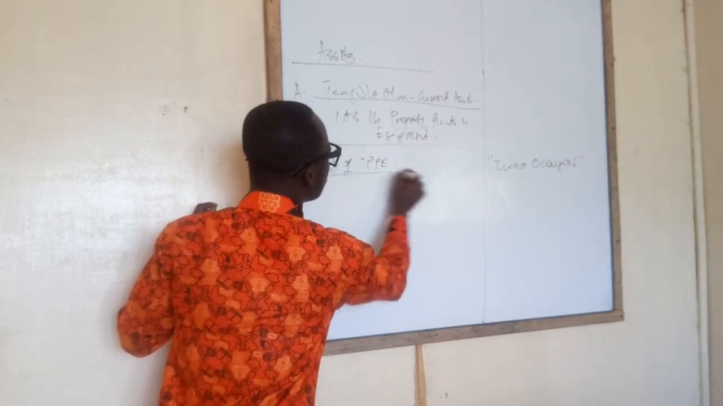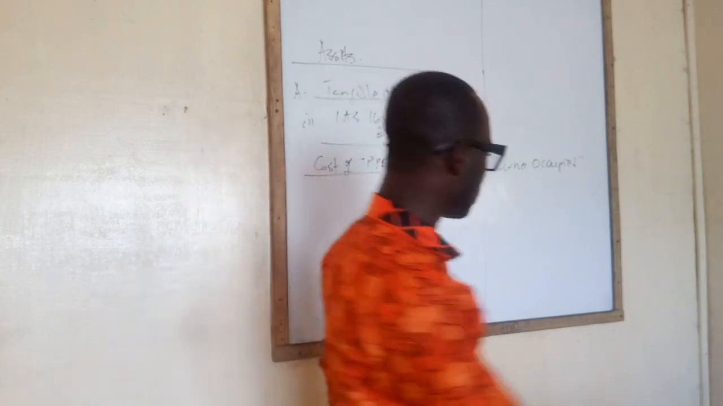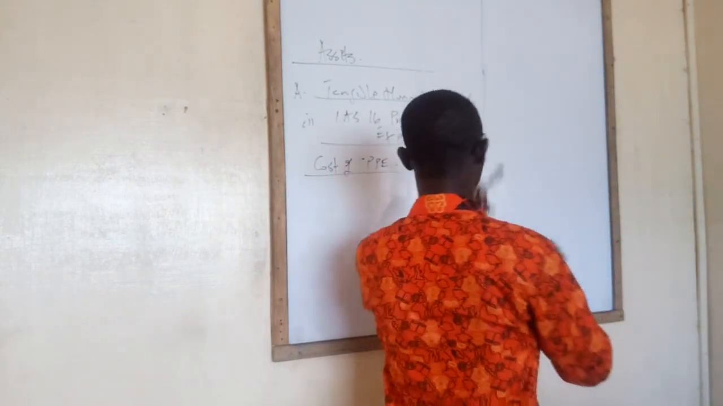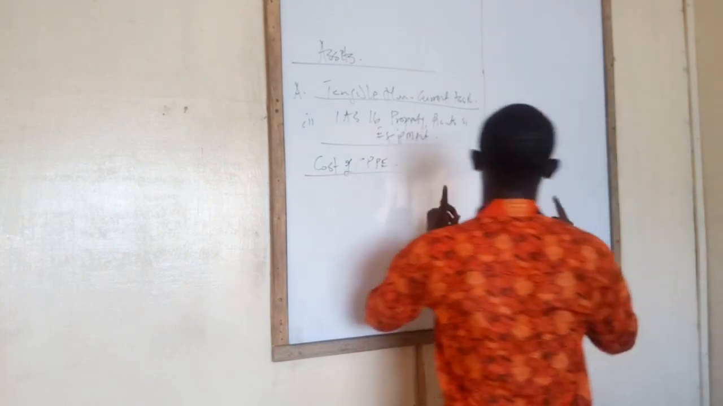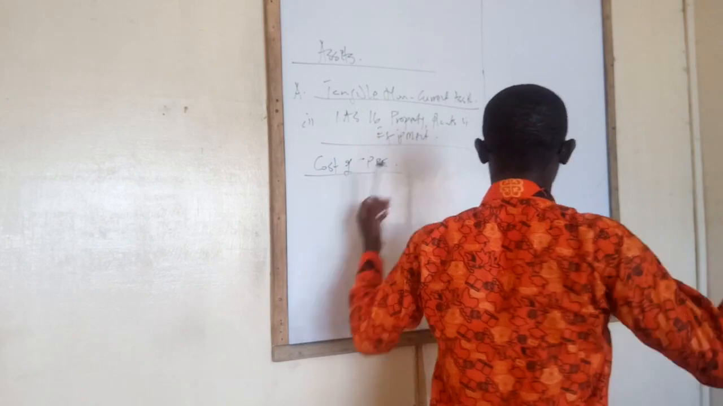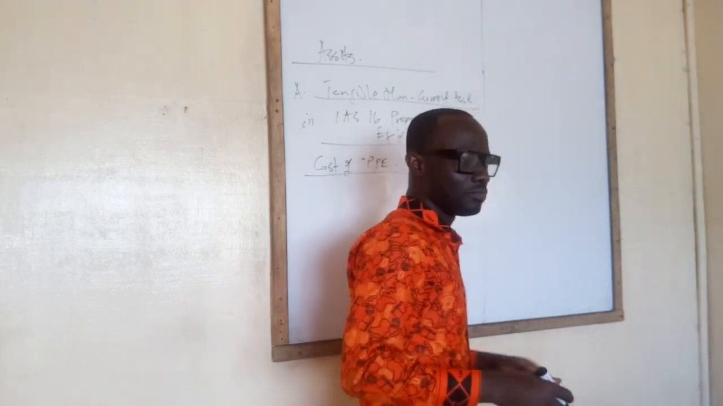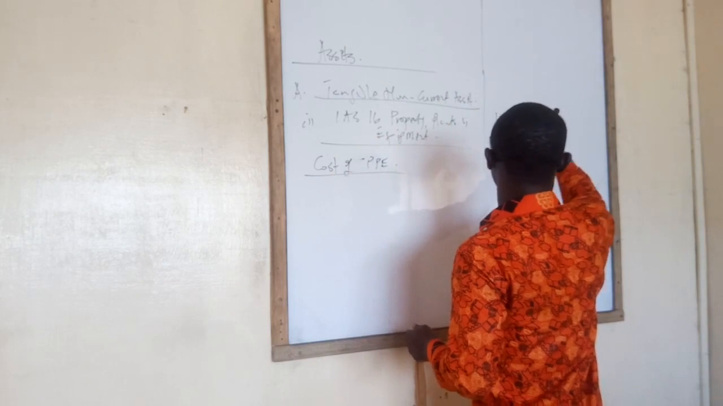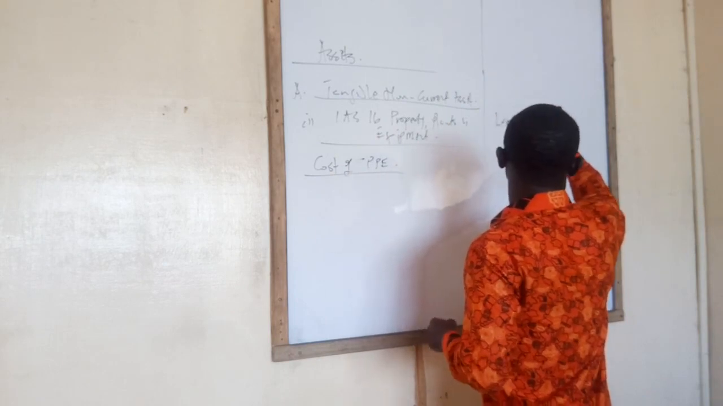So what do you think should constitute the cost of a property, plant, and equipment? Now, to help you process that question, I'm going to put an illustration on the board. Let's say we are buying something from China. What should we buy? A laptop. So we buy a laptop from China for our business.